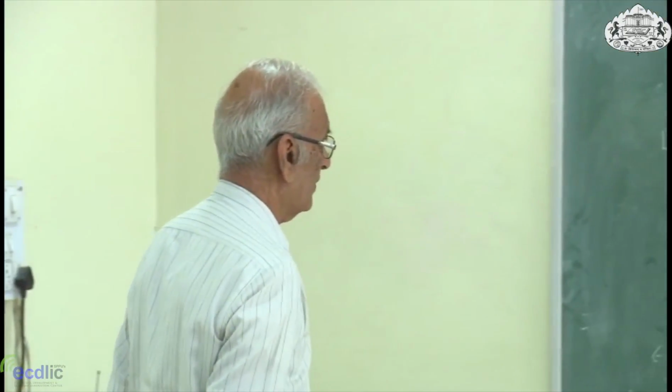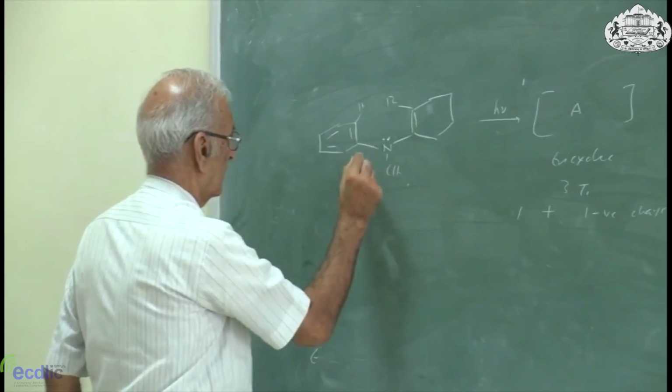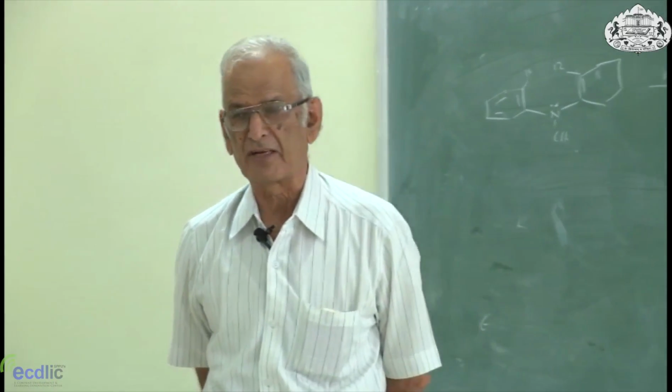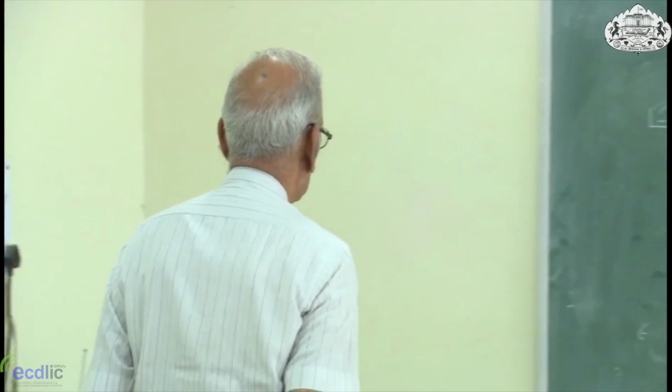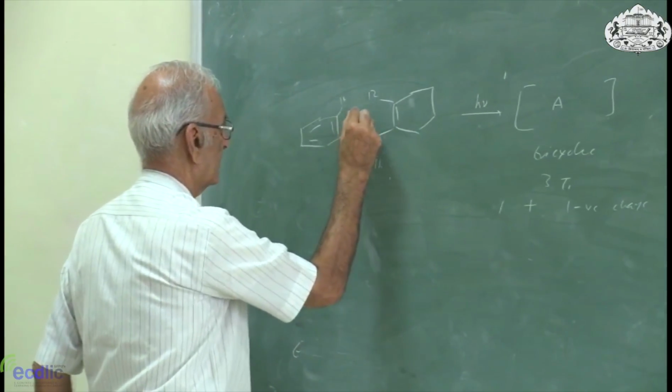What is the difference between this and that? This now is a 6-electron system. It's not a pentadienyl cation, but it's the equivalent of a pentadienyl anion. Okay. So, 6-electron reaction.